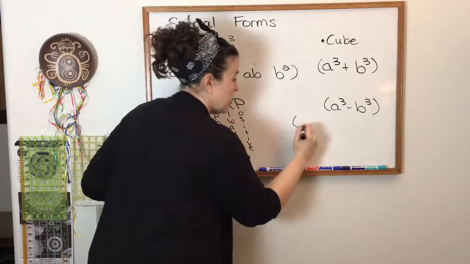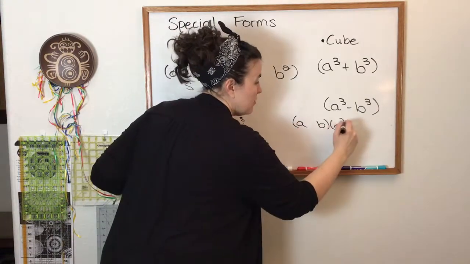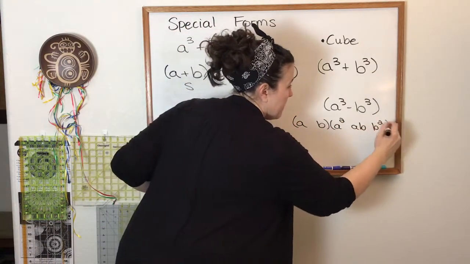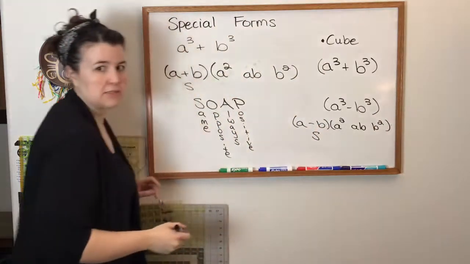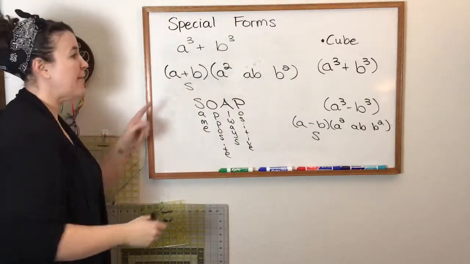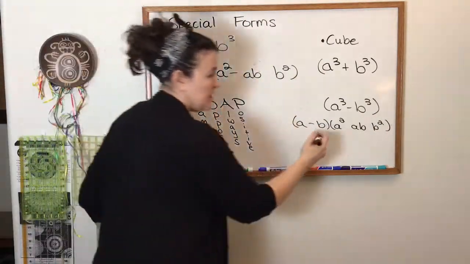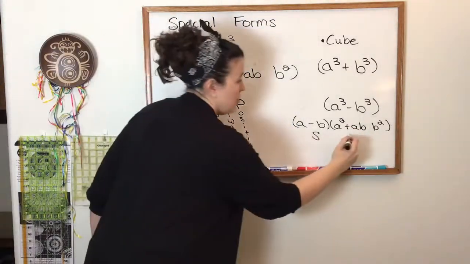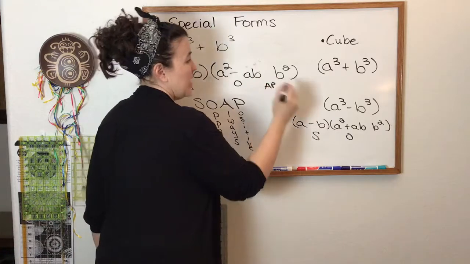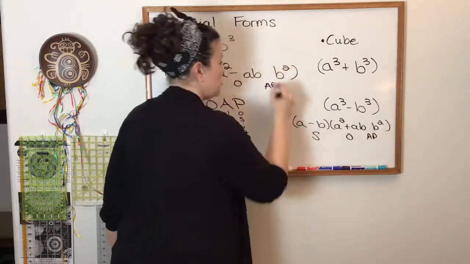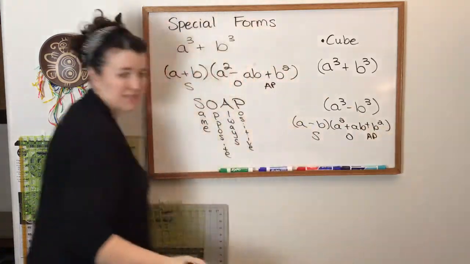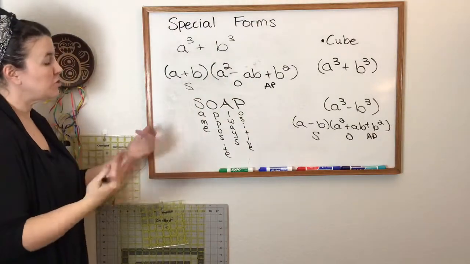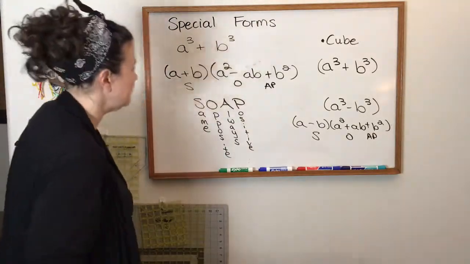So in this version, it's still the same format, but your sign in this case would be a minus. The next term is going to be your opposite, so if it was a plus, it goes minus. If it was minus, it goes plus. And then AP is nice because you don't have to think about what anything else was. It is always positive.